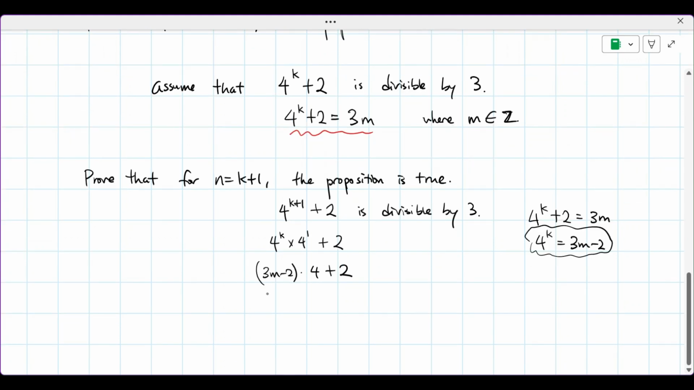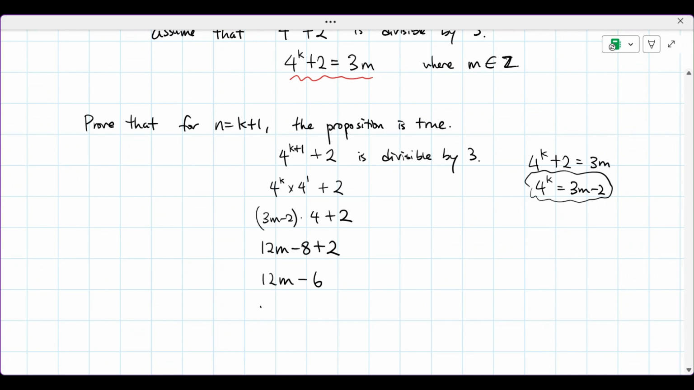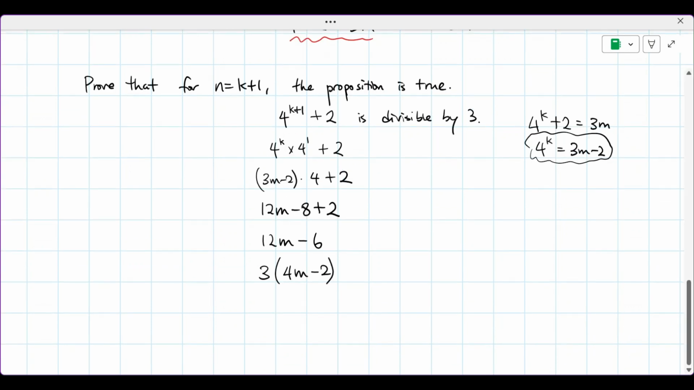Now let's proceed further. So I got the expression 12m minus 6. And then I know that this can be factored by 3, like this. So what did I get? I know that I can represent 4 to the power of k plus 1 plus 2 as 3 times 4m minus 2. And we can say that because m is an integer, we also know that 4m minus 2 is an integer.